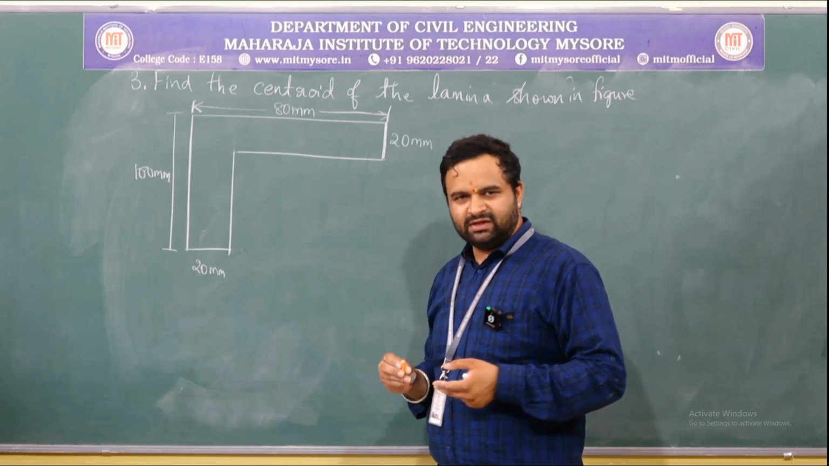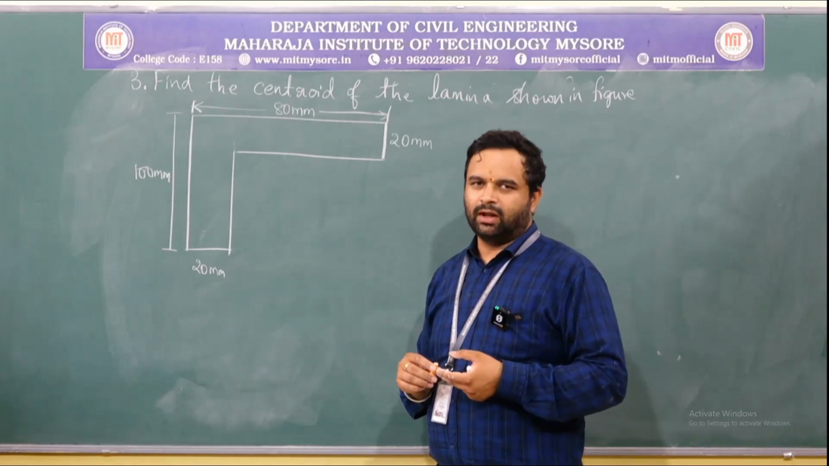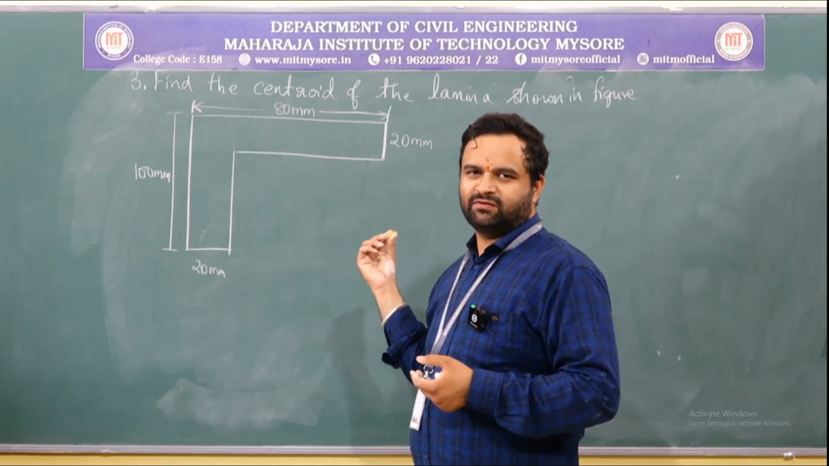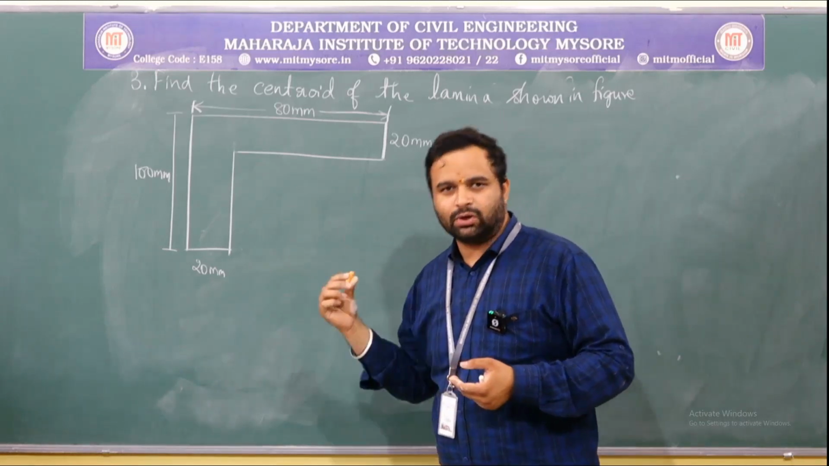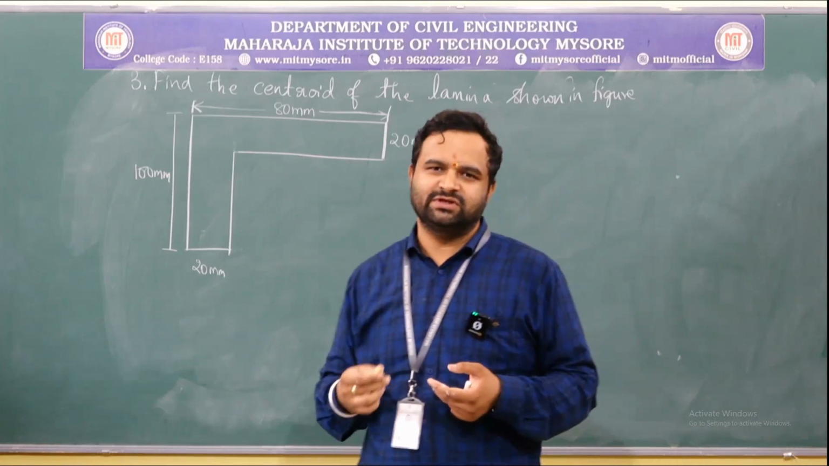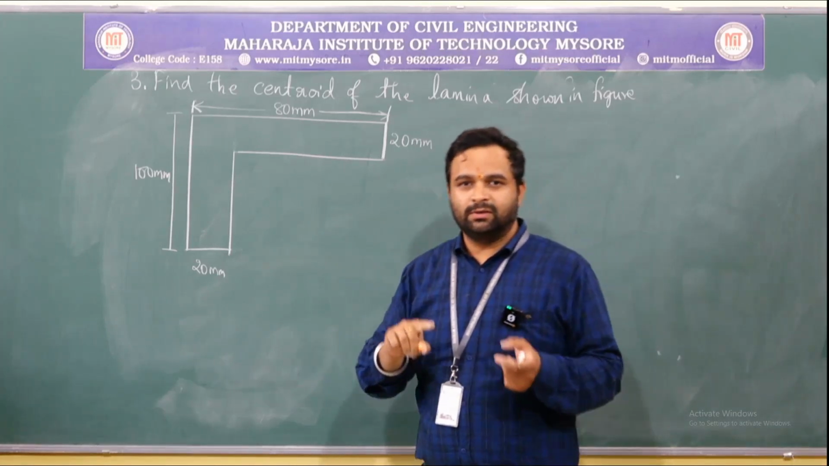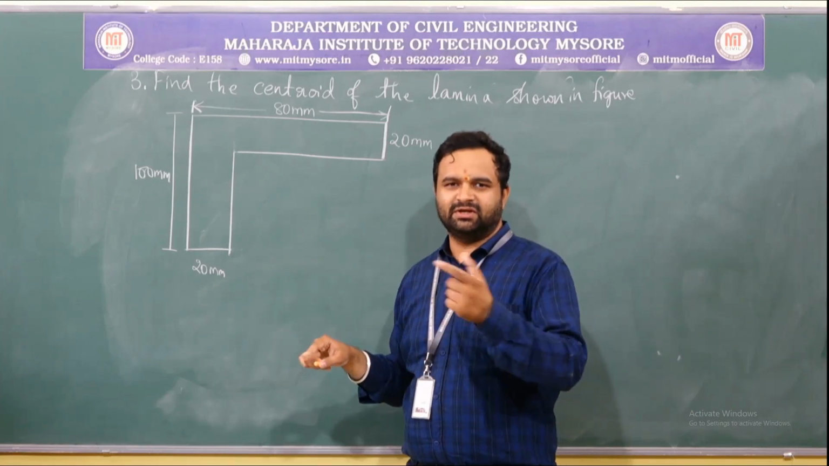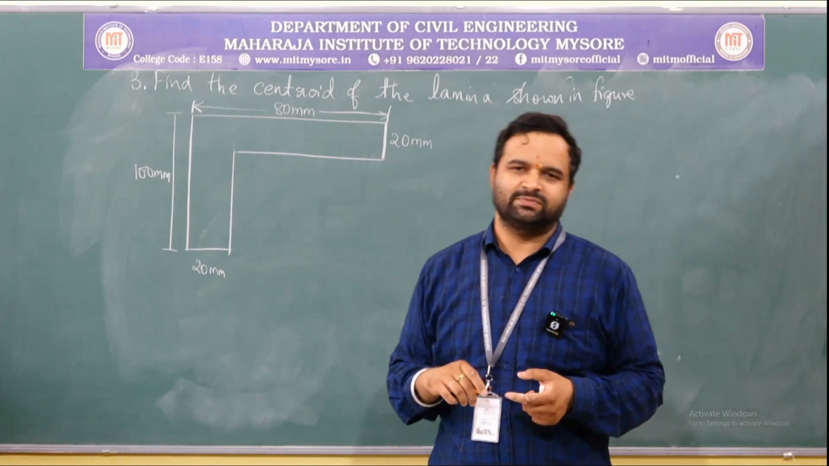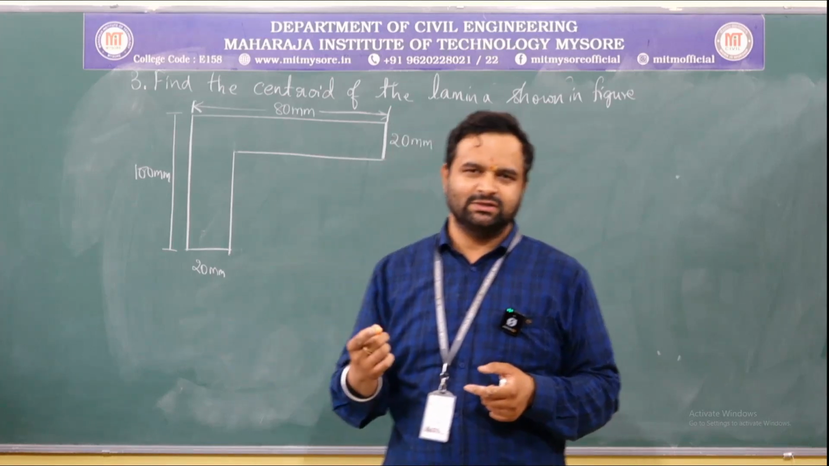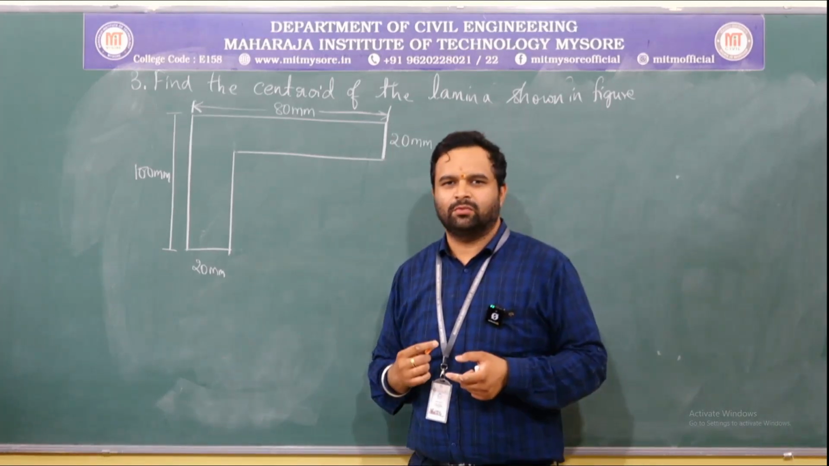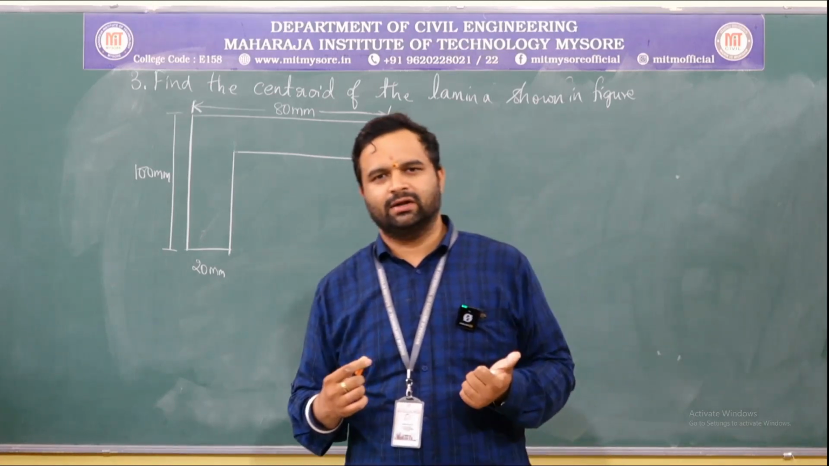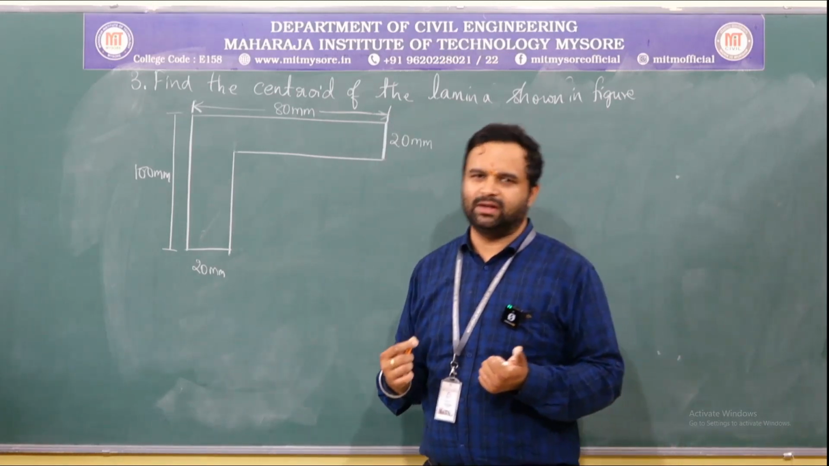Then it will be much easier for you to locate the centroid, and then write the tables, calculate the areas of different components, try to locate the centroid of different components individually, and then measure the centroidal distance with respect to the OX axis and OY axis, and at last using the formula for the centroid, x bar and y bar, substitute that and calculate the x bar and y bar values.